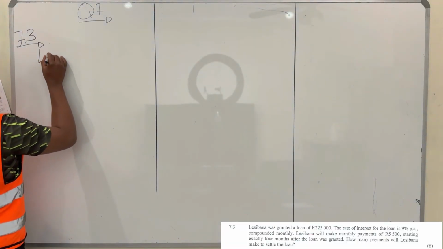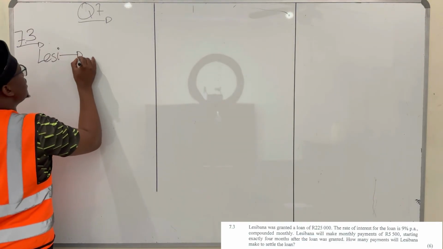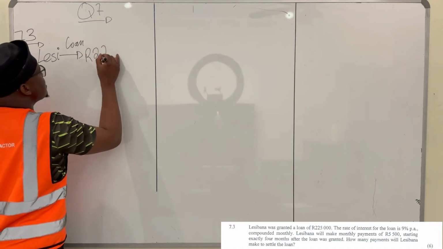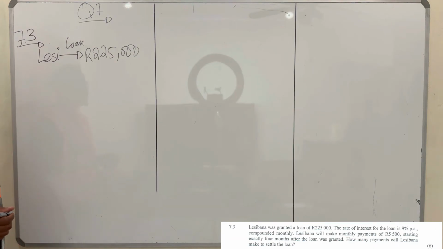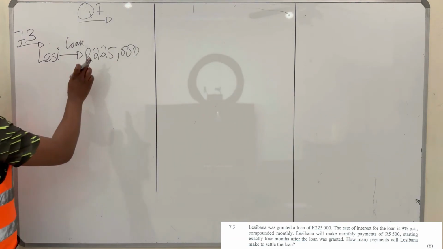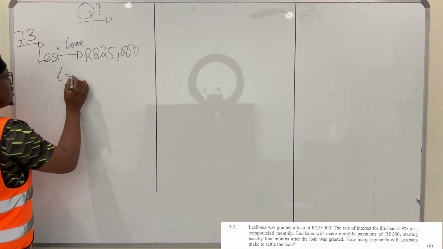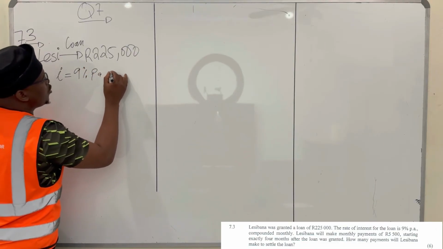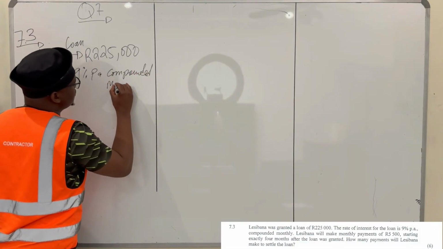Here we have a friend, Leslie, right? And Leslie took a loan, right? Of how much? Of 225,000. This is the amount of the loan that our friend Leslie took. So, as she was taking this loan, the interest on the loan is what? It's 9%, right? Per annum. Compounded monthly.